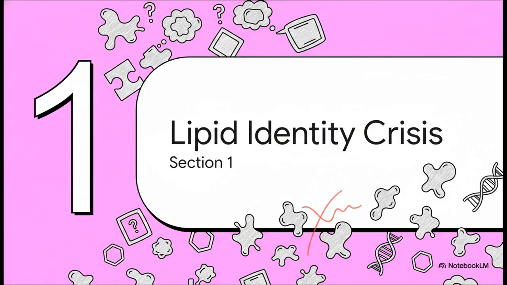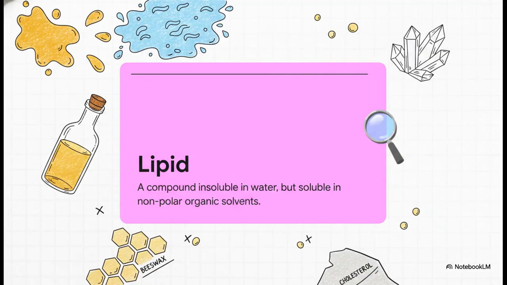And that massive variety is what brings us to our first section, which I like to call the lipid identity crisis. Because here's the thing, unlike other big biological molecules, lipids are defined not by what they're made of, but by how they behave, specifically by what they refuse to do. So this is it. This is the one rule that unites every single lipid out there, from the wax on a leaf to the cholesterol in our bodies.